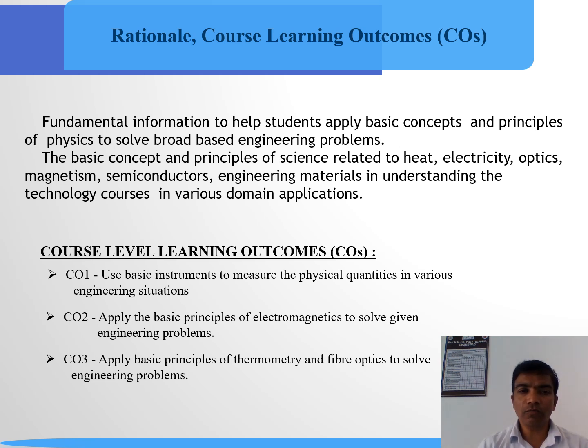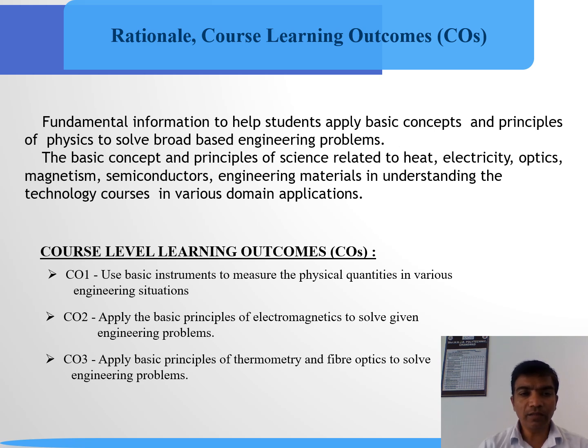In the first semester, what are the course level outcomes? That means what students are going to study in the whole semester regarding this Basic Science course or Basic Physics course. CO1 is: use basic instruments to measure physical quantities in various engineering situations. So here we are going to use basic instruments like vernier caliper, micrometer and screw gauge, with which we can measure various physical quantities. We also have practicals regarding CO1.